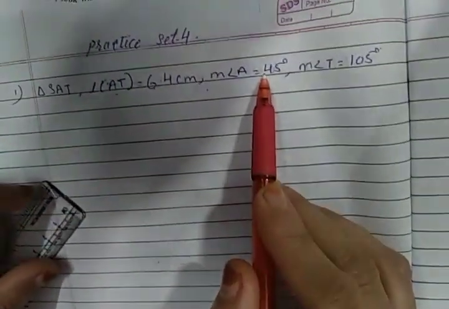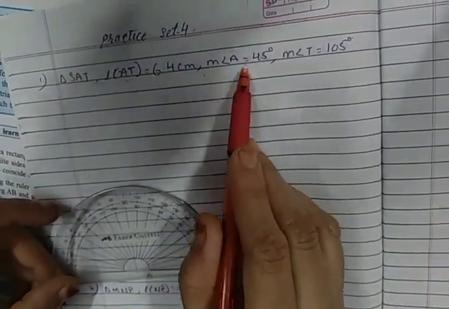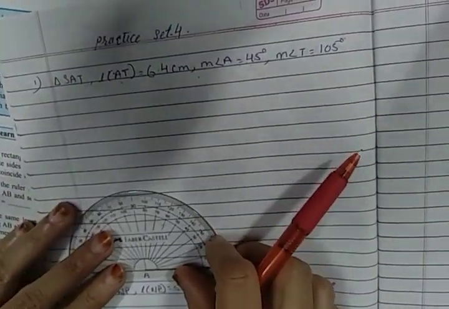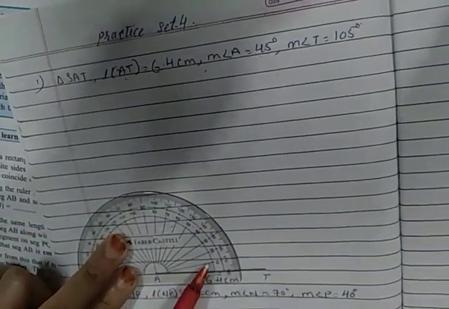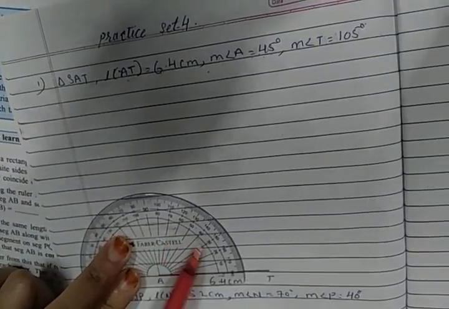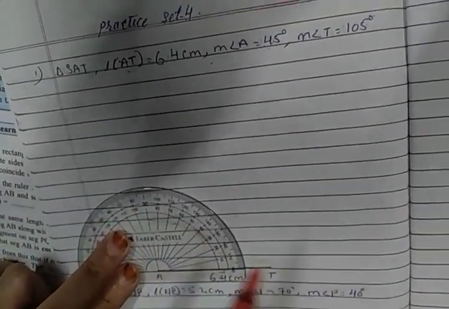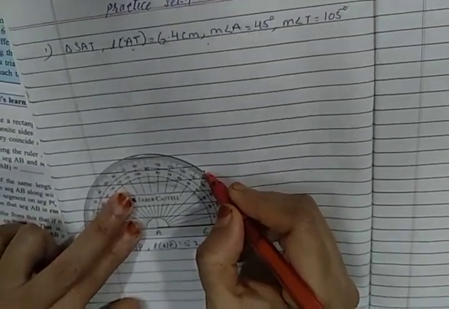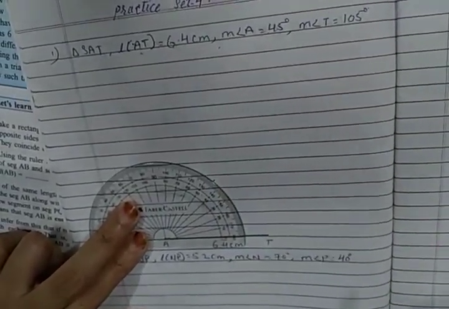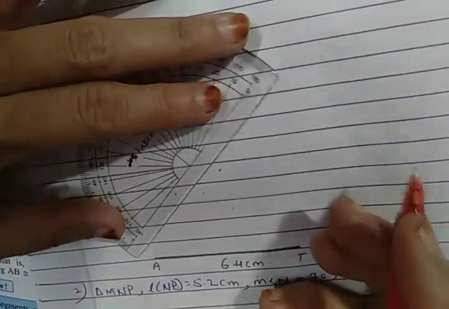Now measure of angle A is 45 degree. That means we have to place this protractor on point A because A is given 45 degree. Like this. When you are placing the protractor on this side, you have to take the downward one, because it is less than 90. So 45 will be here. Can you see? 45 degree. So it is an acute angle triangle.